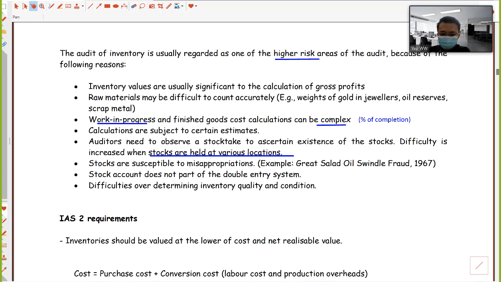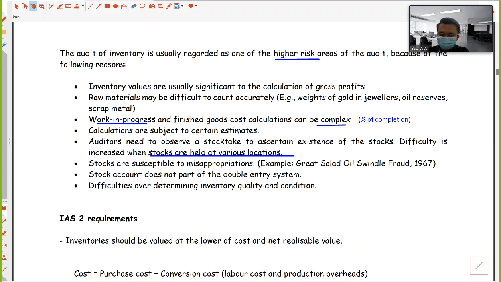Stocks are susceptible to misappropriation. People may steal the stock. And once people have stolen the stock, of course, they will keep quiet. They won't tell you, isn't it? Like a warehouse manager takes away the goods and sells them in the black market. Will he go and tell the CEO, I stole the goods? No, he won't tell, he will hide it. So no one will know. That's why stock will be overstated.